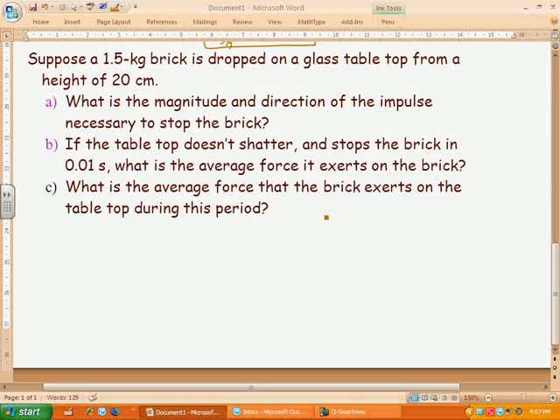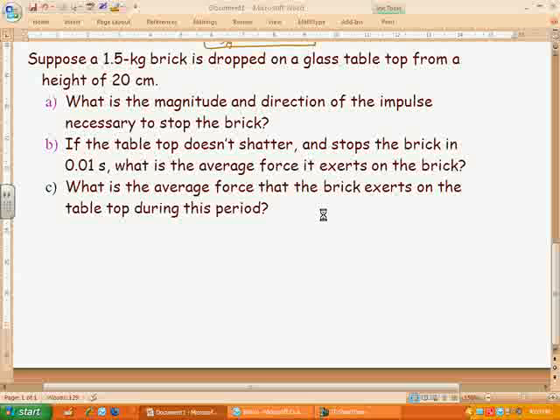Alright, so I just want to take one more minute and look at one more example dealing with momentum and impulse. Let's look at this one, where a brick is being dropped on a glass table. I want to make sure that we looked at the impulse part of it as well. So we've got a brick that's being dropped onto a glass table, and hopefully not going to break it, because that would be a mess.